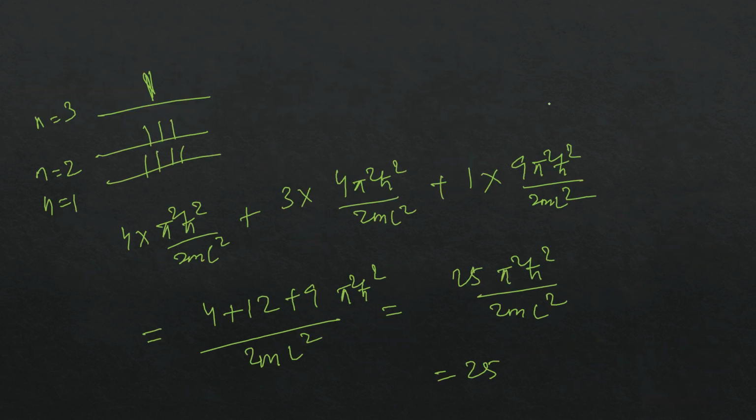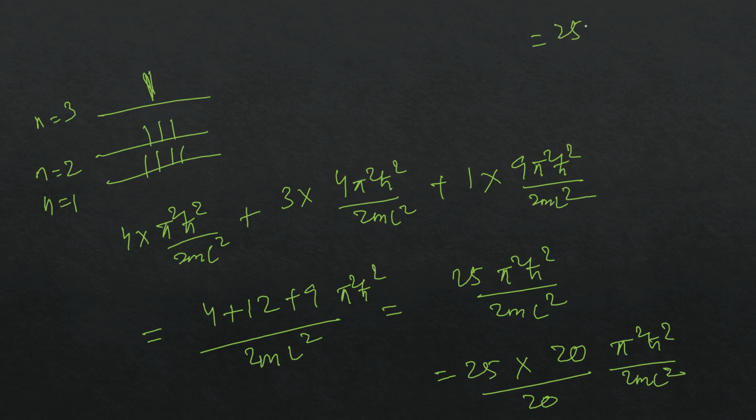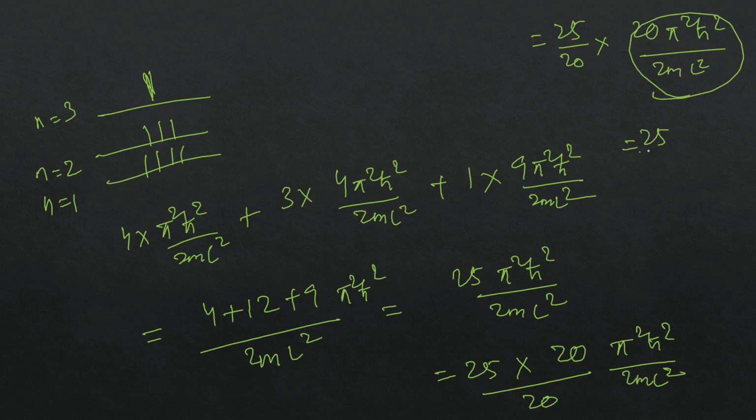So what will I do now? See, I will multiply and divide by 20 pi square h square by 2 ml square. So this I can write as 25 by 20 into 20 pi square h square by 2 ml square. This is my ground state. So 25 by 20 E1. Isn't that correct? Yeah.